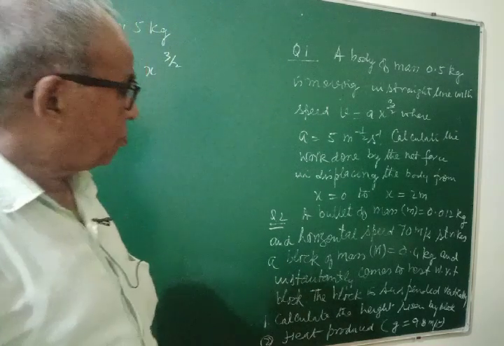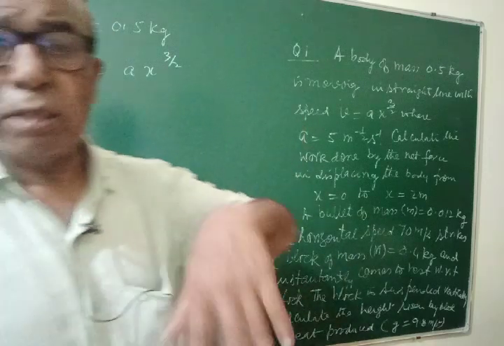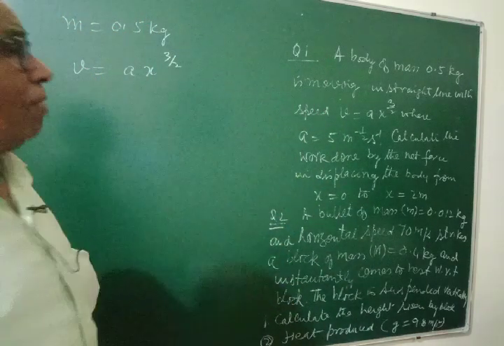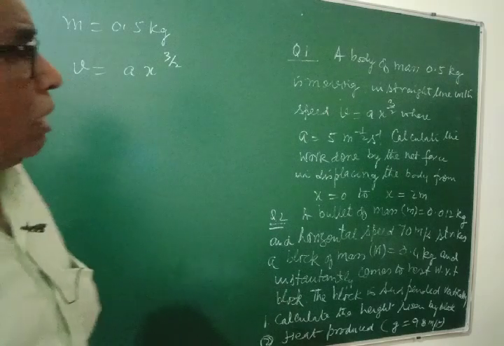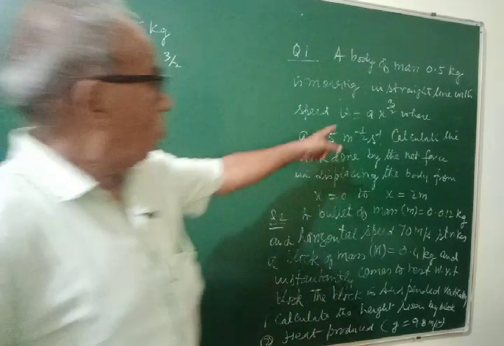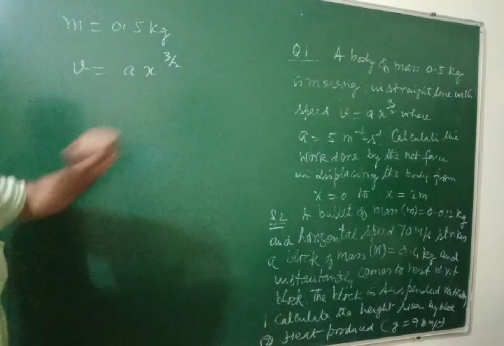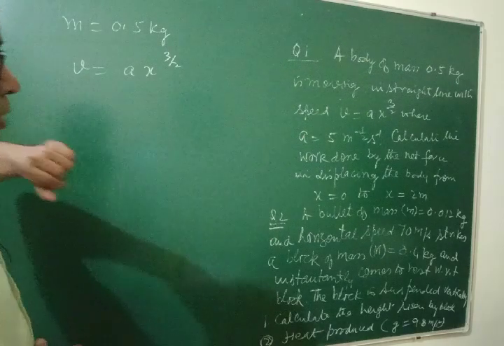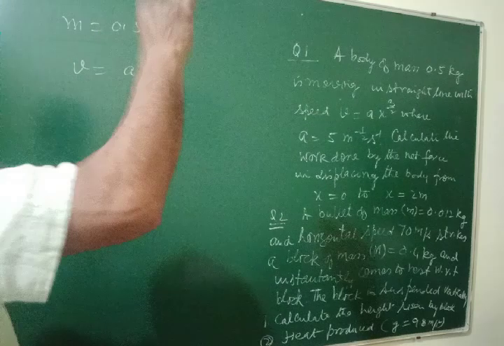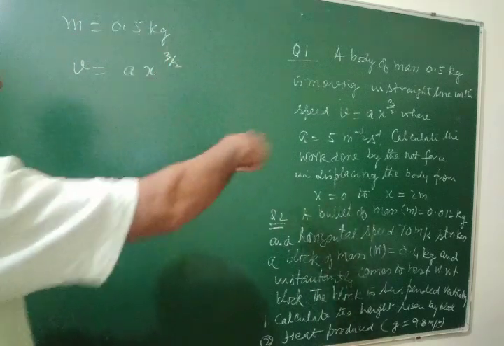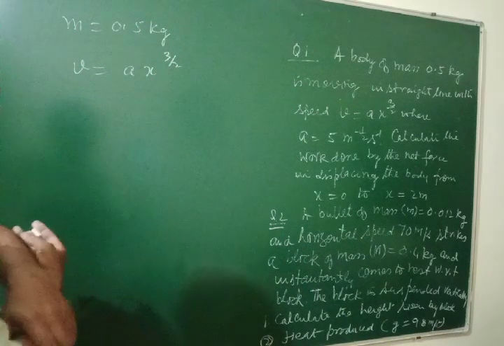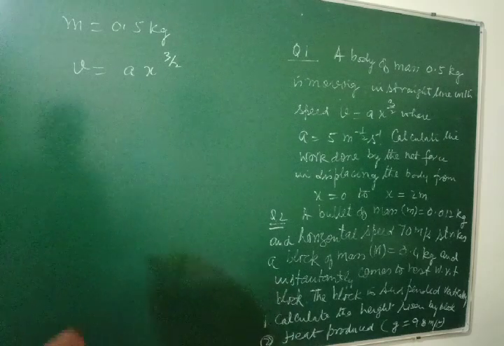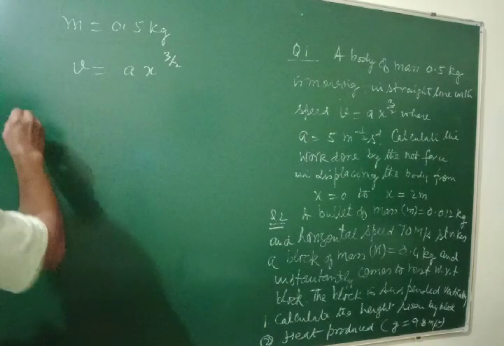Help me by listening. So question 1 is that a body of mass 0.5 kg is moving in a straight line with speed v equal to a into x to the power 3 by 2. Calculate the work done by the net force, which is making the body move with this speed and displacing it from 0 to 2 meter. So in fact, the solution is simple.